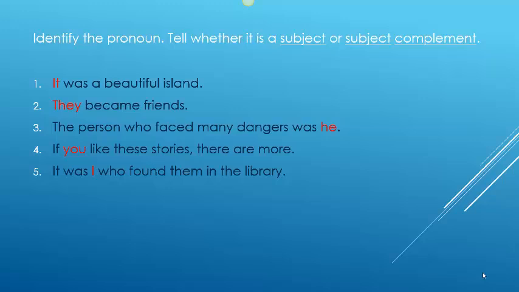So number 1 is it, 2 is they, 3 is he, 4 is you, 5 is I. Number 1 was the subject, 2 is the subject, 3 was the subject complement following the linking verb was, 4 is a subject, 5 is the subject complement following was.